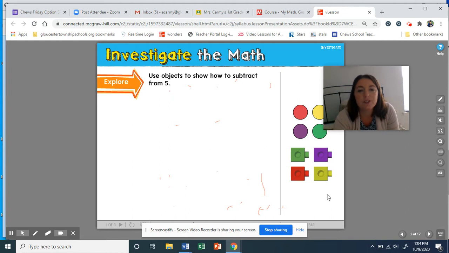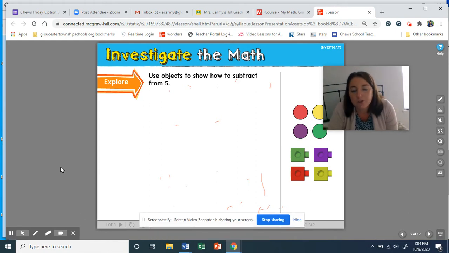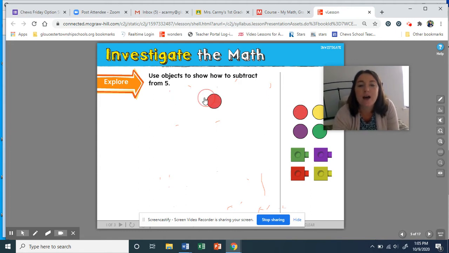All right, so we are going to use objects to model how to subtract from 5. So, all right, boys and girls, we are going to use objects to show how to subtract from 5. So what I need for you to do is get out 5 counters and flip them all over to the same color. So I am going to use 5 red counters.